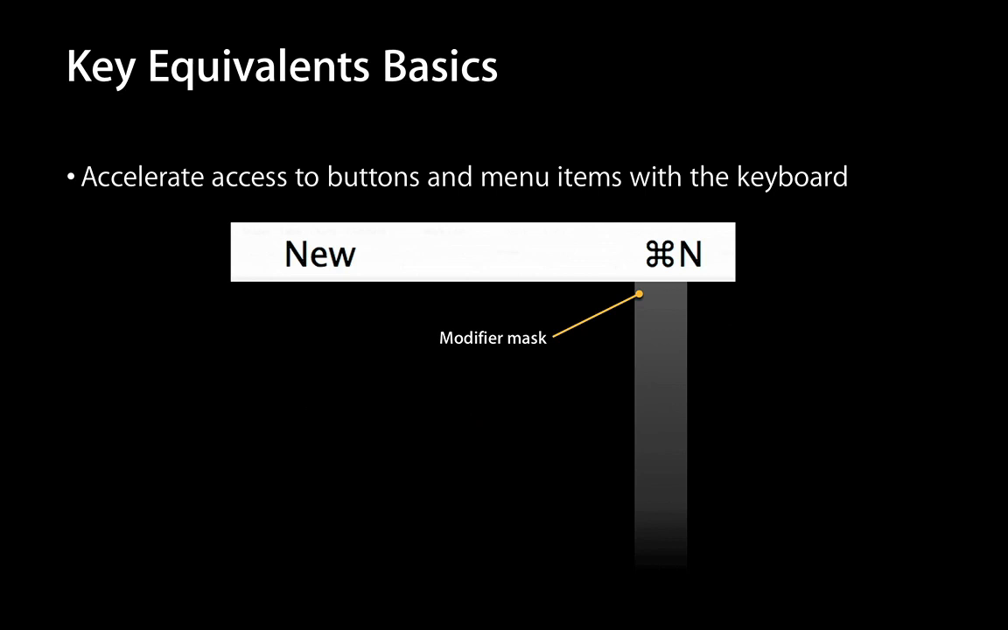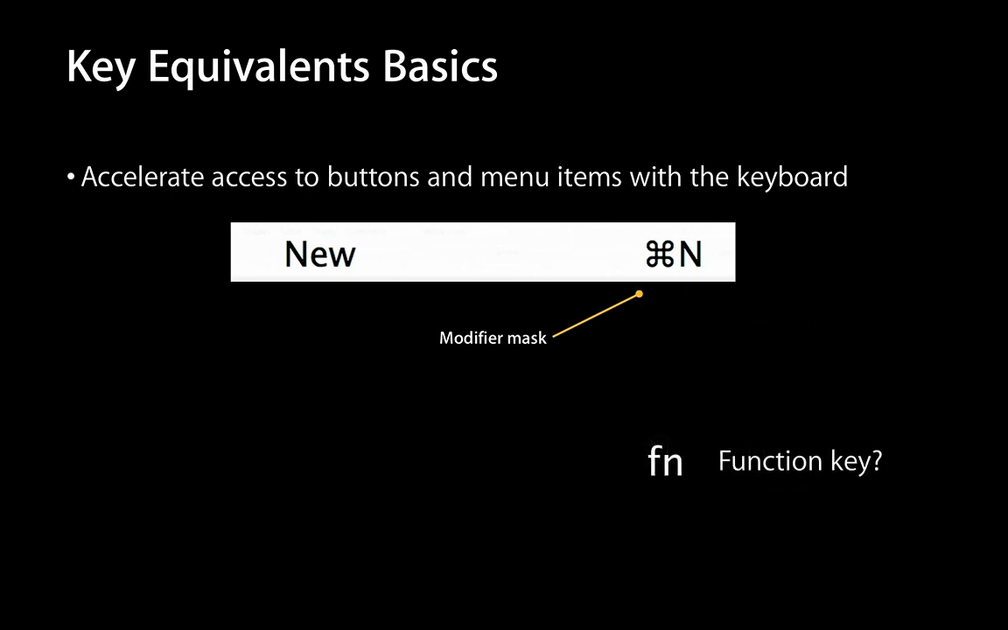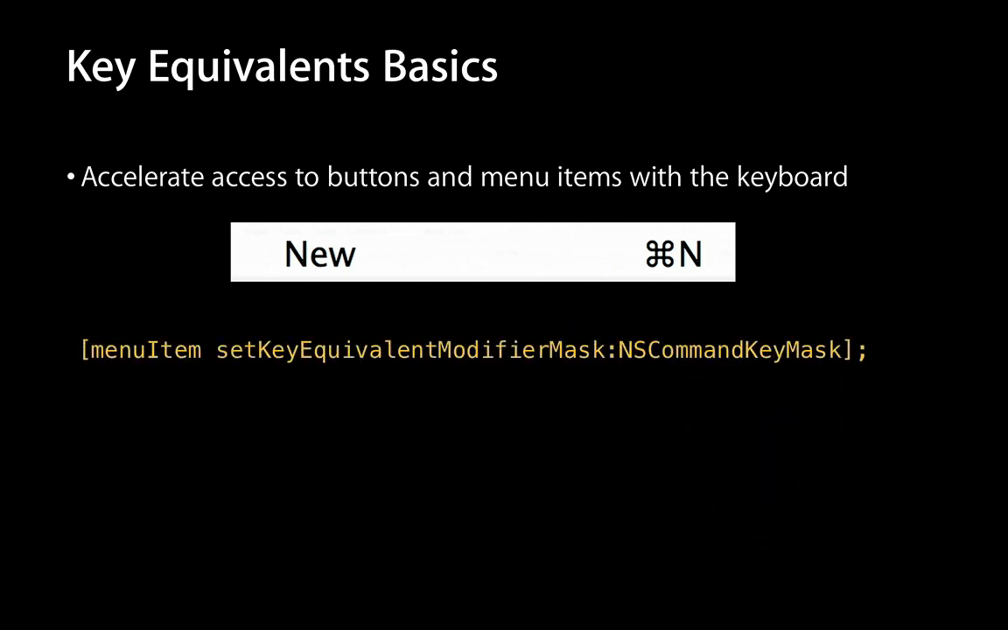Now, the command key you see next to it is part of the modifier mask, of course. There's 4 different modifier flags that are available. There's command, option, control, and shift. You can also pass nothing at all. It's perfectly valid to have a key equivalent with no modifier mask. You may be wondering about the function key. A lot of keyboards have that, but in fact, that is not supported. A good reason for that is that not all keyboards have that, so those key equivalents will be unavailable to those users. And again, to set the key equivalent modifier mask, of course, you call setKeyEquivalentModifierMask, and you pass a bit mask of the modifier flags that you would also get from NSEvent. And this is the same on NSButton as it is on NSMenuItem.